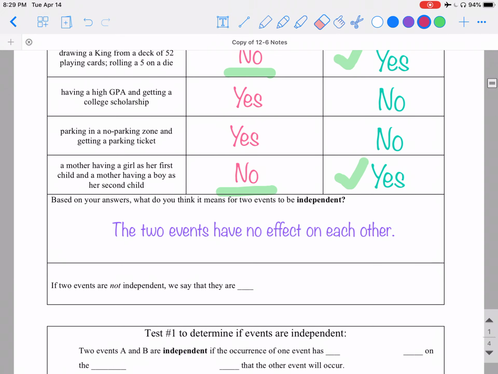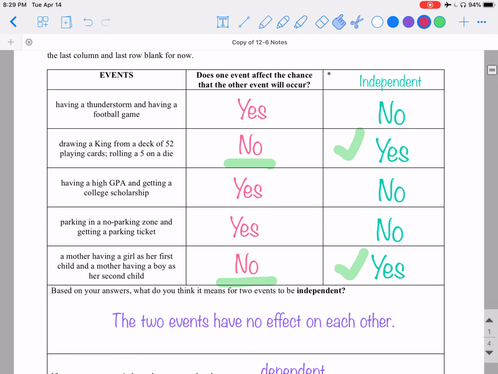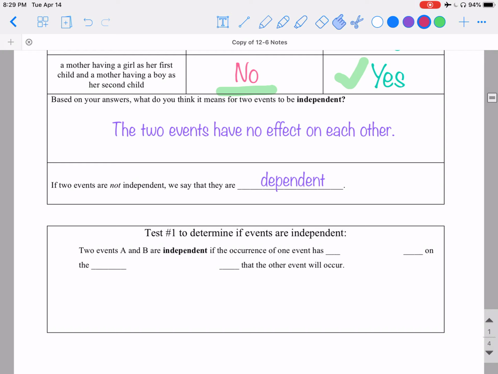Then we can fill in here, if two events are not independent, we say that they are dependent events. So this table just gives us some examples of independent and dependent events in the real world. And now we can jump into different mathematical tests we could use to test for independence.